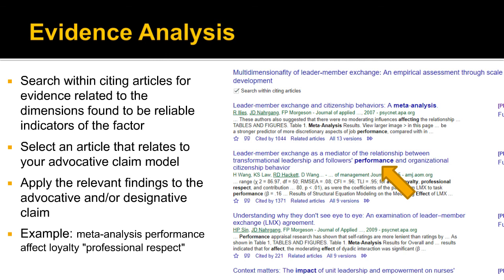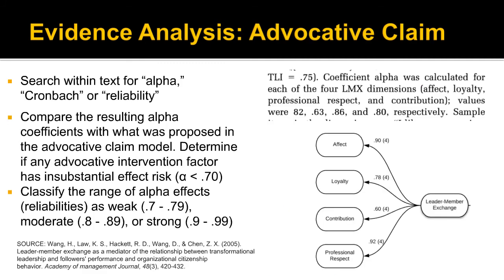You should always examine the titles of the articles to attempt to locate one that relates to one or more outcomes in your advocative claim model. Here we see the second article includes an analysis of the follower's performance. We would select this article for further analysis. After opening the article, we would search within the text for the words alpha, Cronbach, or reliability. The text on the right was excerpted from the article.